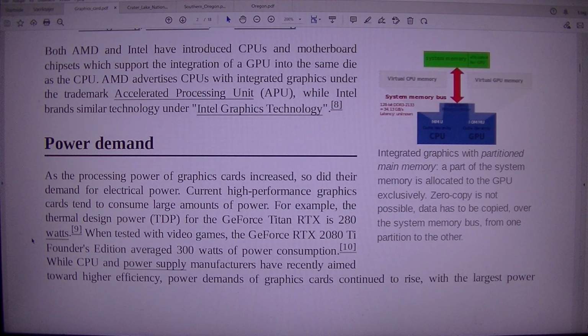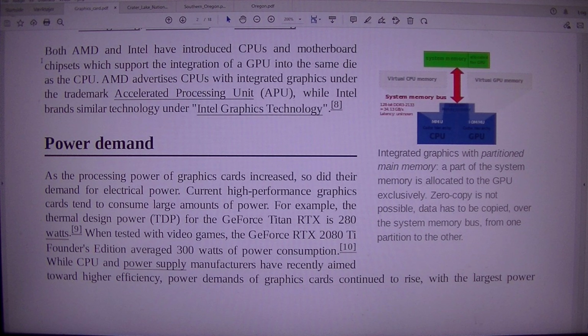Both AMD and Intel have introduced CPUs and motherboard chipsets which support the integration of a GPU into the same die as the CPU. AMD advertises CPUs with integrated graphics under the trademark Accelerated Processing Unit, APU, while Intel brands similar technology under Intel Graphics Technology.